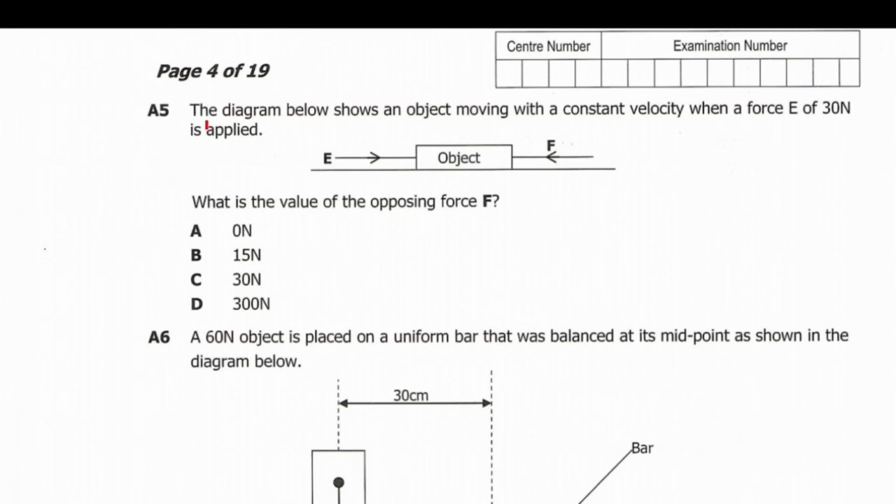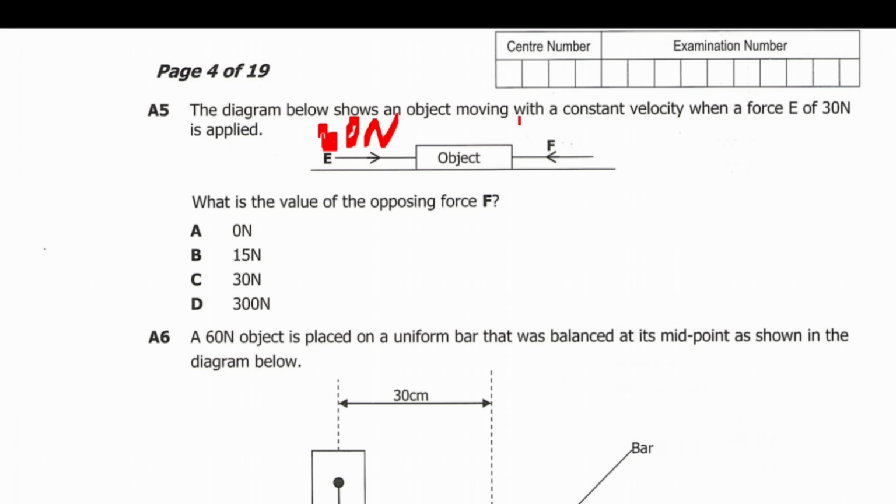Question 5 reads: the diagram below shows an object moving with a constant velocity when a force E of 30 Newton is applied. So there is this object here moving with constant velocity when this force of 30 Newton is applied.